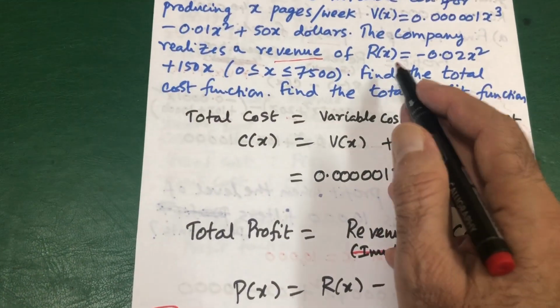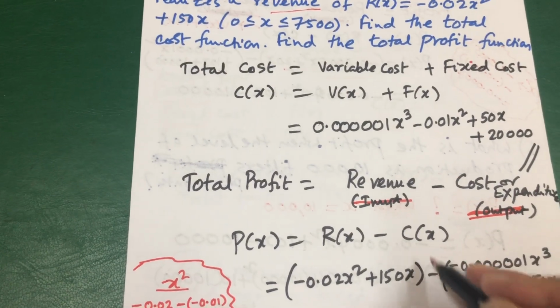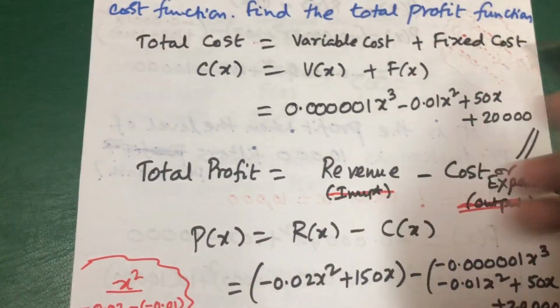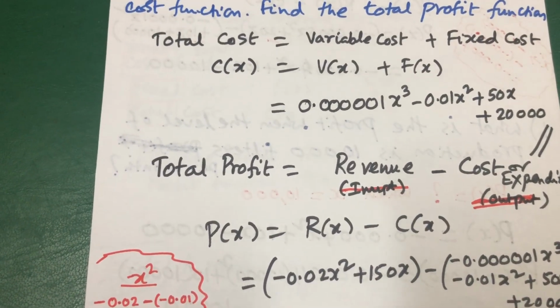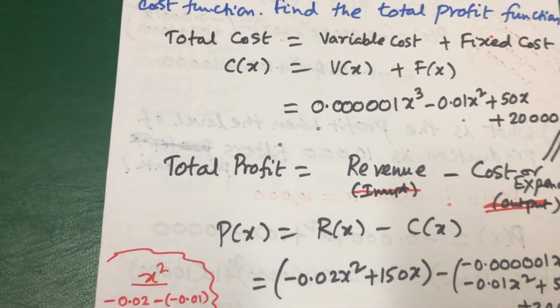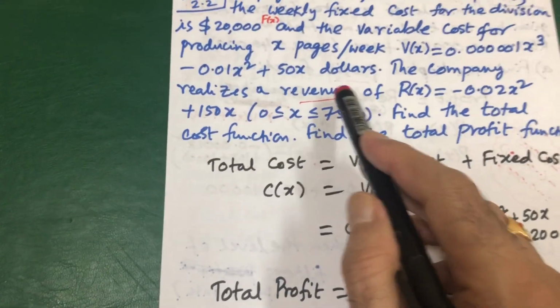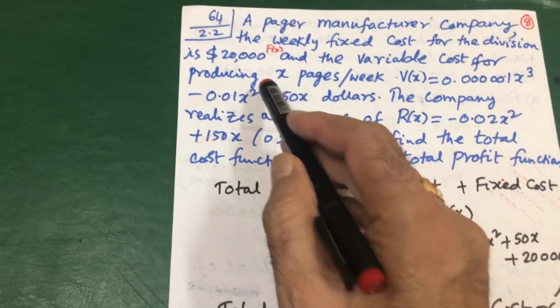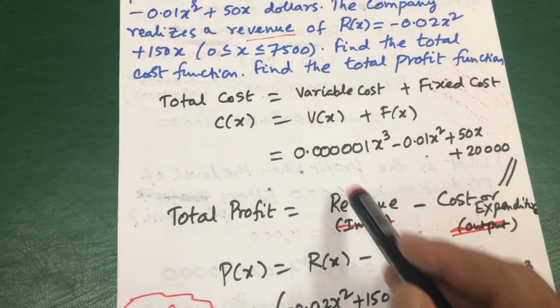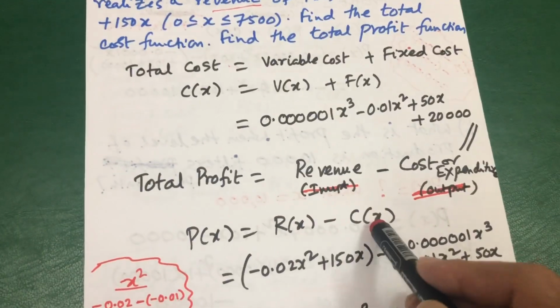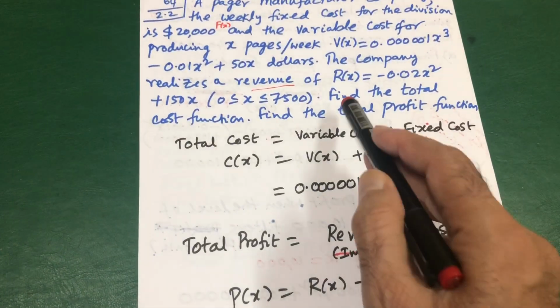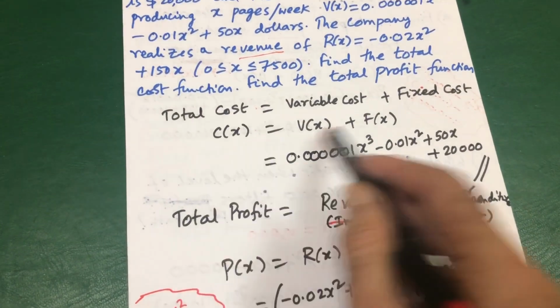Rx is given to be this, minus Cx. What do you mean by Cx? Cx is nothing but Vx plus Fx. Vx means variable cost, Fx means fixed cost. So variable cost Vx is given here, plus Fx, the fixed cost, is 20,000. So Rx minus Cx is this. Cx is this, Rx is given here, minus Cx we just calculated.